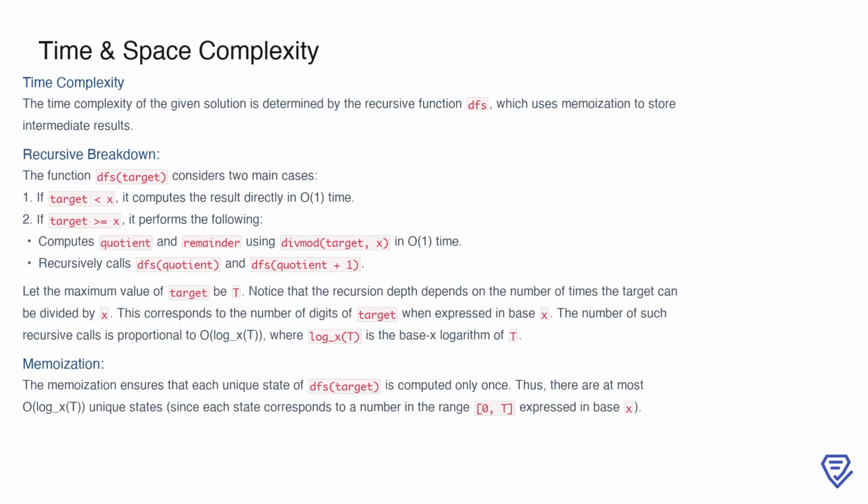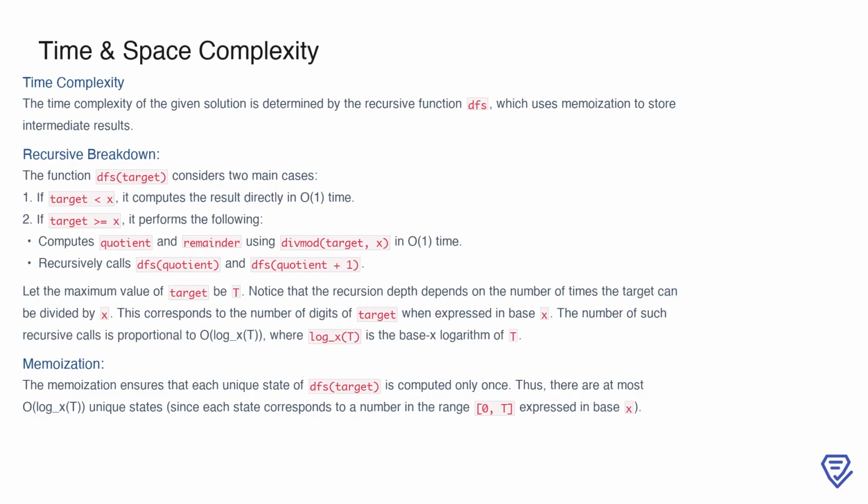To analyze the time complexity of our solution, we focus on the recursive function DFS and its use of memoization. The function operates in two primary cases. If the target value is smaller than the base x, the computation is straightforward and takes constant time, O(1). However, when the target is greater than or equal to x, the function performs additional operations. It calculates the quotient and the remainder of the target divided by x using the divmod function, which also operates in constant time. Then, it makes recursive calls to evaluate both DFS(quotient) and DFS(quotient plus 1).